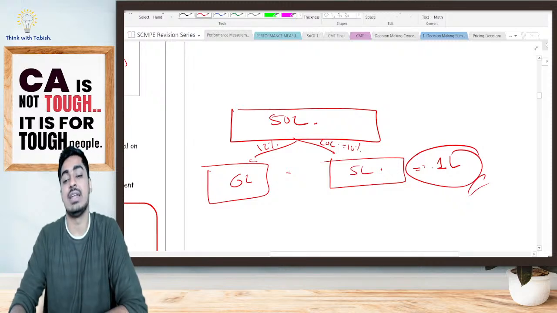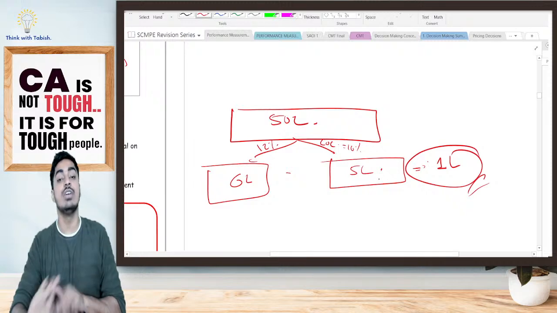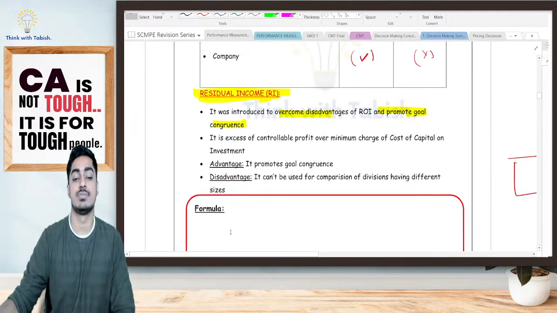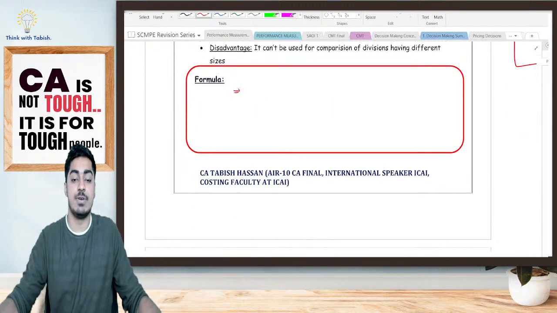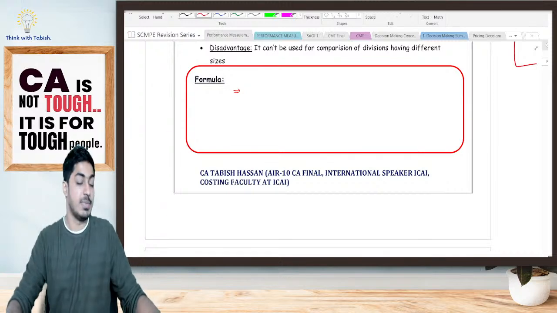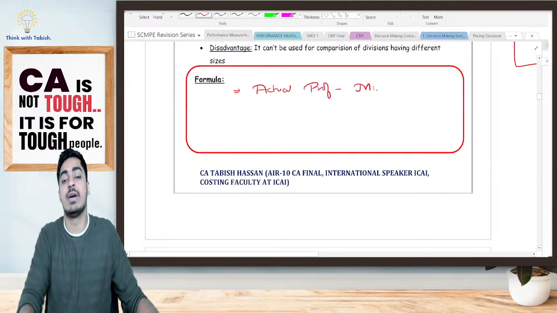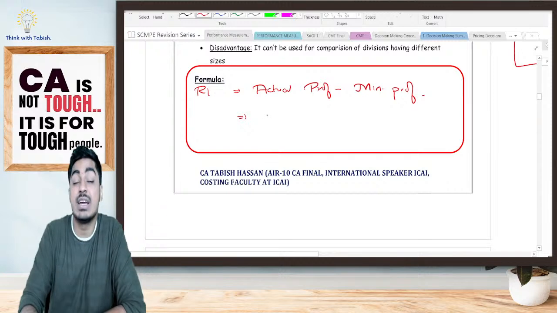Is it clear? We are telling, if my residual income is positive, go ahead. If my residual income is negative, do not proceed. Is it clear, everyone? Now, look at this formula. It is the profit that we have earned in the division, the actual profit, minus the minimum profit that I want. I'll be getting my residual income. Now what is my actual profit? I've told, it is the controllable profit of the division.